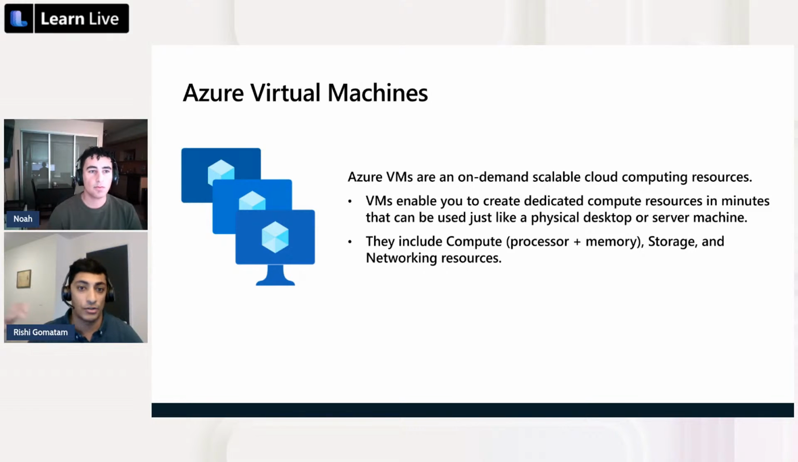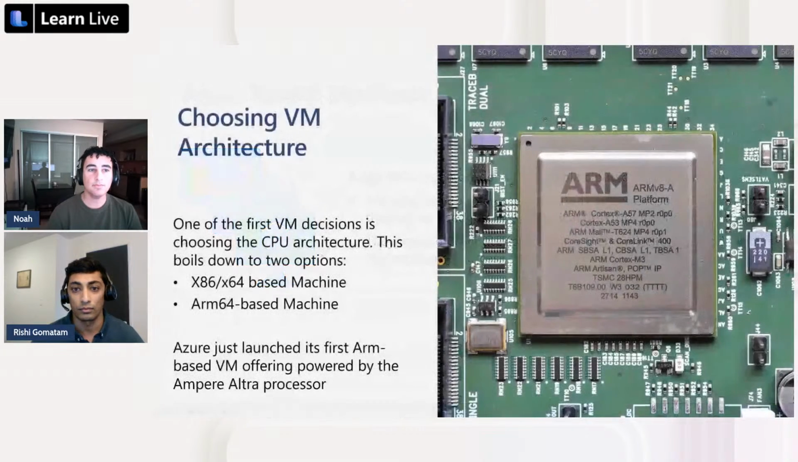And then finally, Azure has a pay-as-you-go model. So if you no longer need the resources of your virtual machine, you can stop the VM and you only pay for the resources that you use. So now that we've talked about what virtual machines are, Noah, what are some of the different types of CPU architecture options available for customers using Azure VMs?